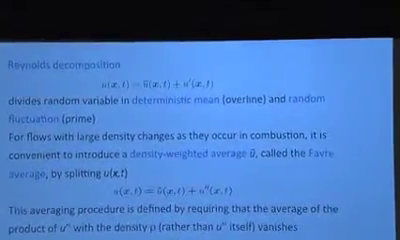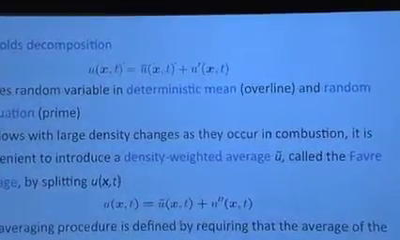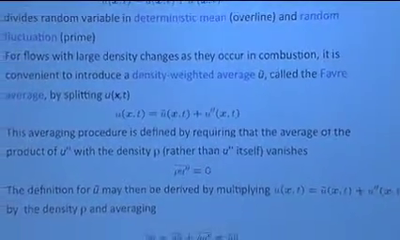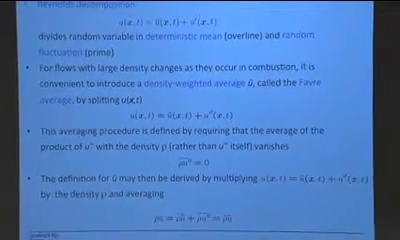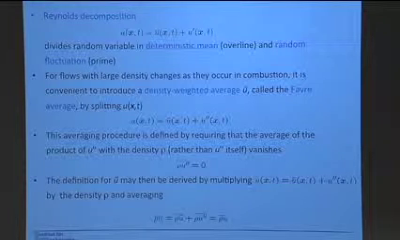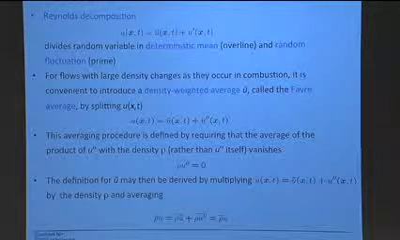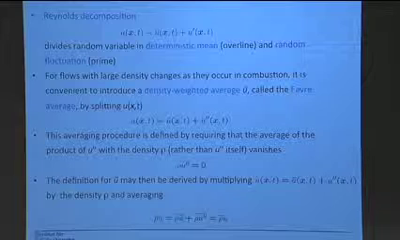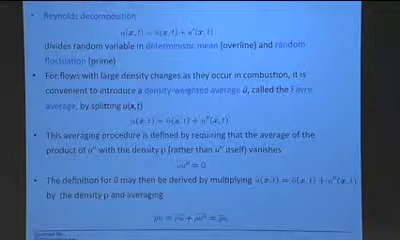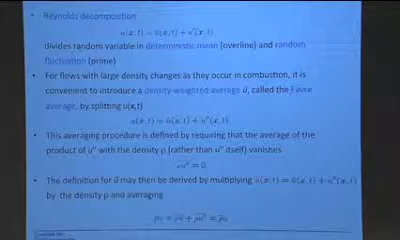To avoid these, we usually use what's called the Favre average, or the Favre decomposition. Rather than splitting this up into u bar and u prime, we split it up into a u tilde and a u prime prime. Here, the assumption is that the average of u prime is 0. Why is that the case?